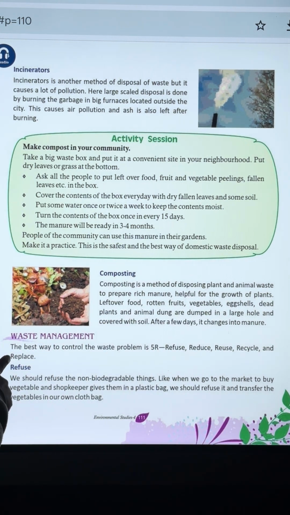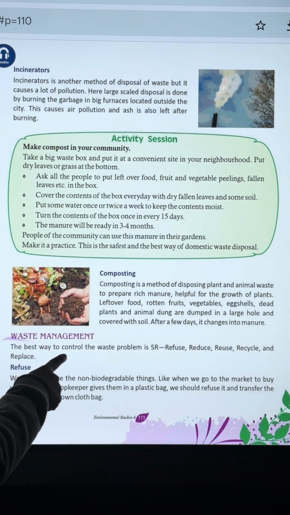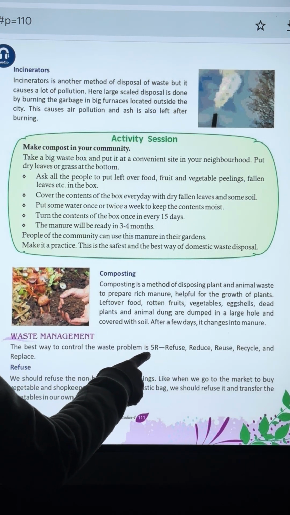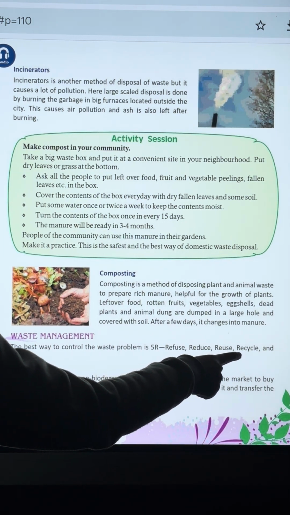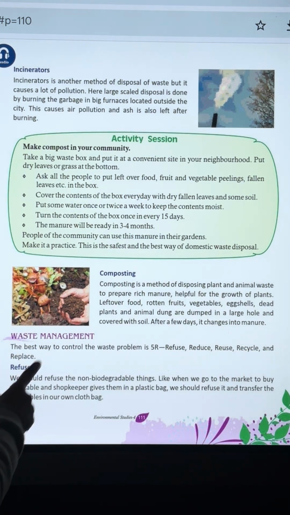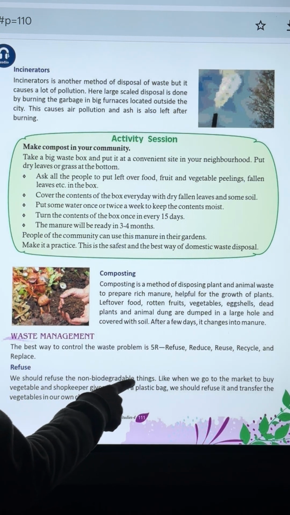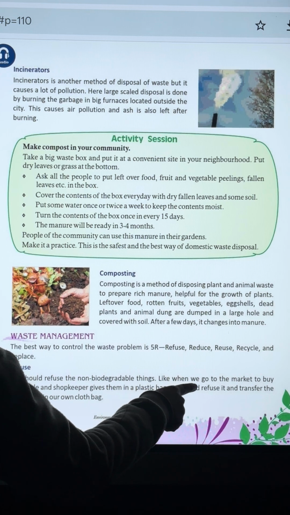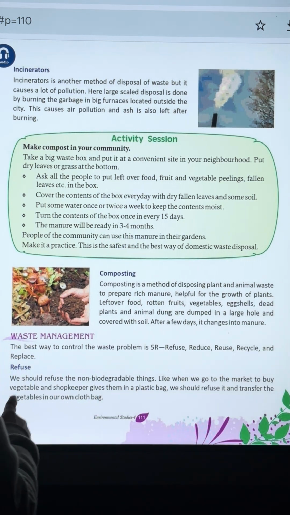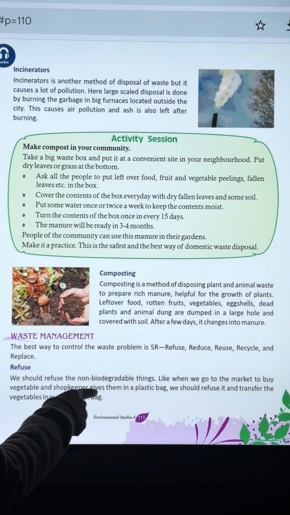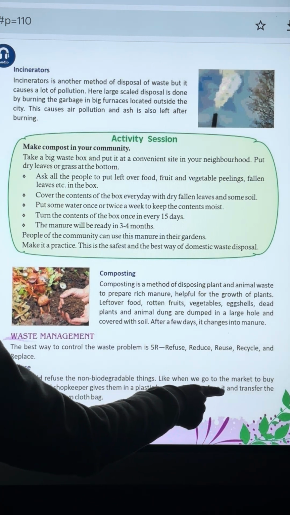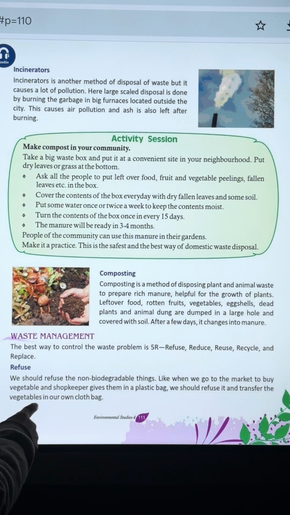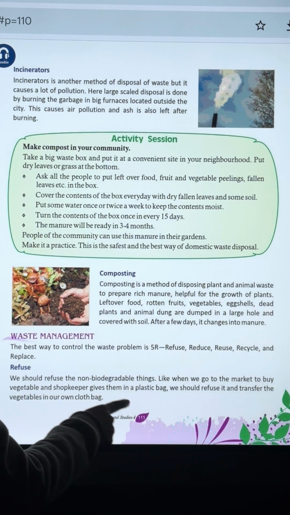Waste management. The best way to control the waste problem is 5R: refuse, reduce, reuse, recycle, and replace. Refuse. We should refuse the non-biodegradable things, like when we go to the market to buy vegetables and the shopkeeper gives them in a plastic bag. We should refuse it and transfer the vegetables in our own cloth bag.